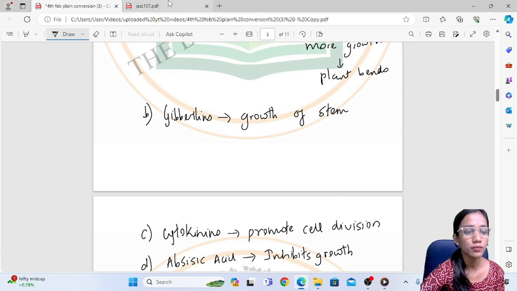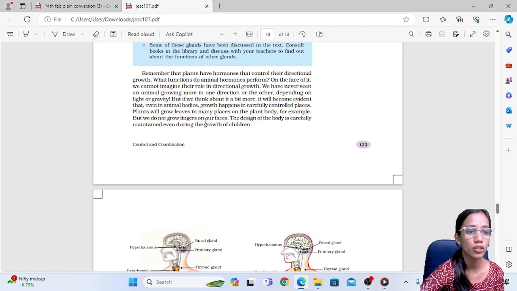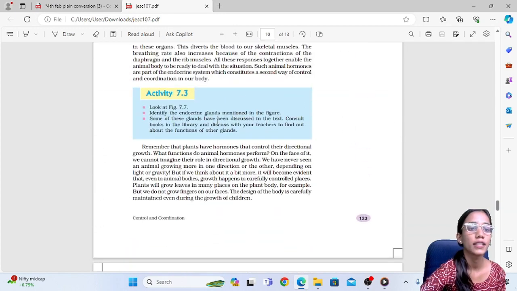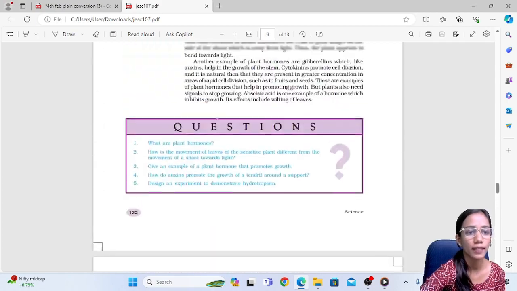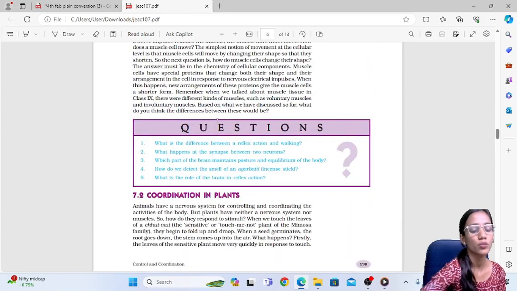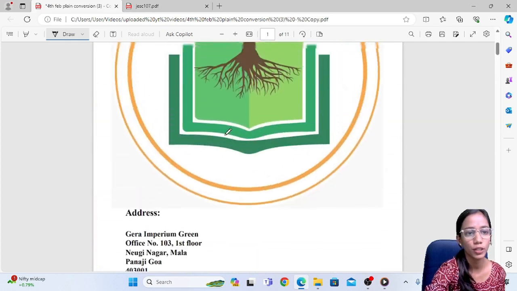So this was the last part of the chapter. The important part here is the hormones, the glands by which they are produced, and their functions. So this was coordination in plants, and how hormones are produced in animals. This is what we need to focus on in this chapter.